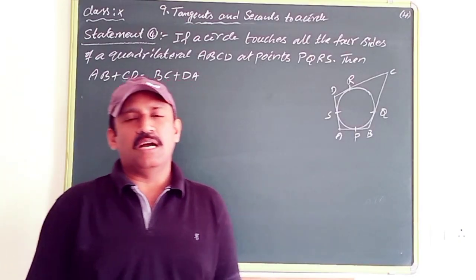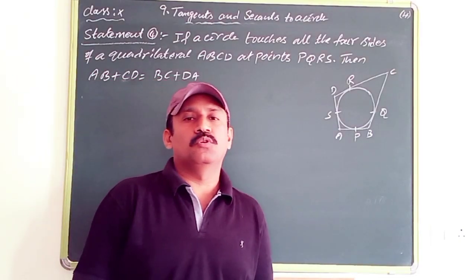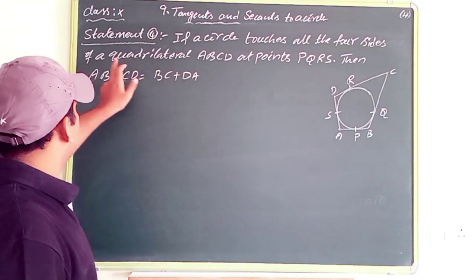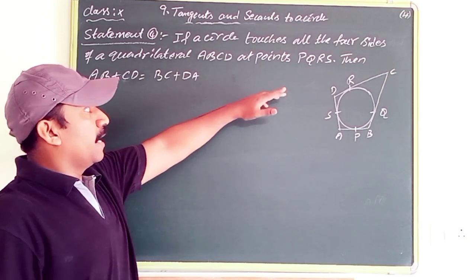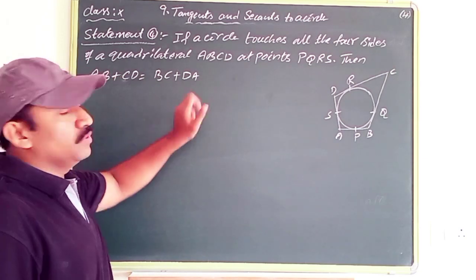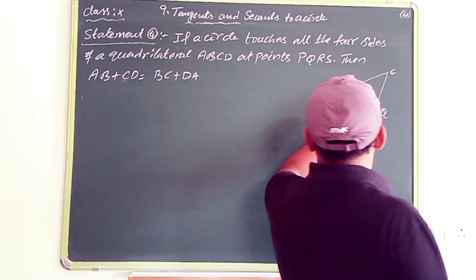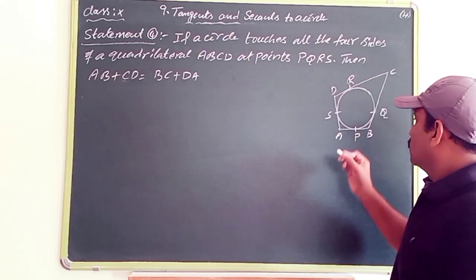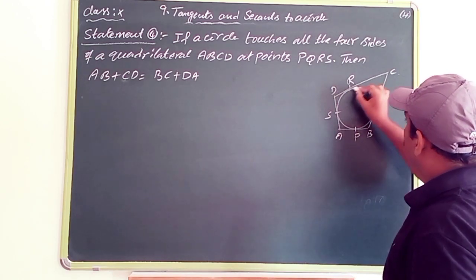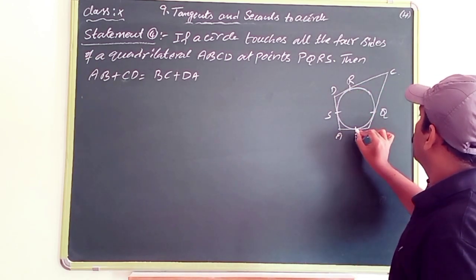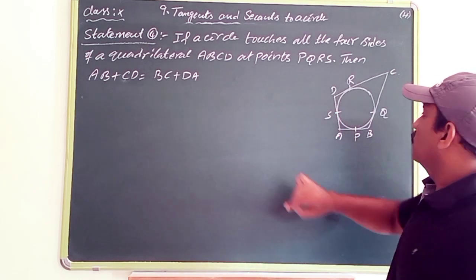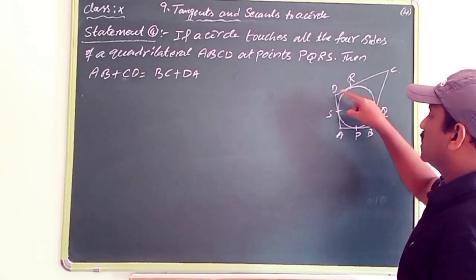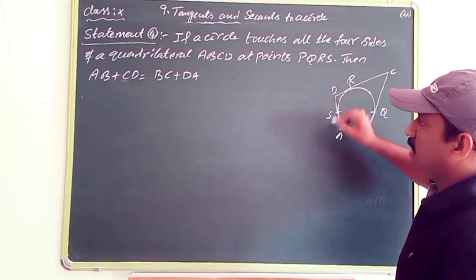And here is the very last statement and very important statement for the board exam, that is a quadrilateral. If a circle touches all 4 sides of a quadrilateral ABCD at the points PQRS, then we have to prove this condition. So observe here, this is the circle and ABCD is a quadrilateral. So this circle touches the sides of the quadrilateral at the points PQRS, then we have to prove AB plus CD is equal to BC plus DA.